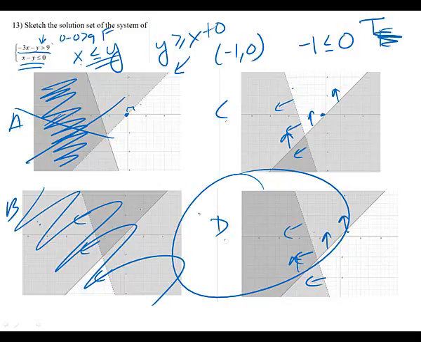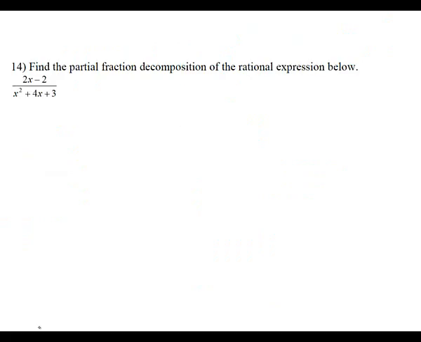Sometimes it's almost harder to do those when they give you the pictures than it is when you just draw it yourself. And if all else fails, could you draw it yourself and then match your graph? Yeah, that might be your better shot. Did you know how to draw the graph and match it? If you can do that, then do that. Okay? All right, let's look at 14. We have to find the partial fraction decomposition.